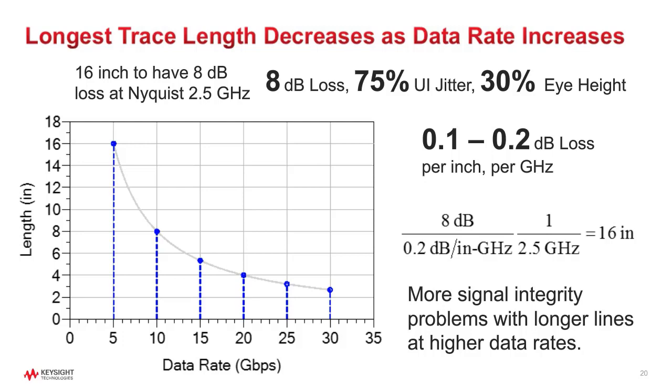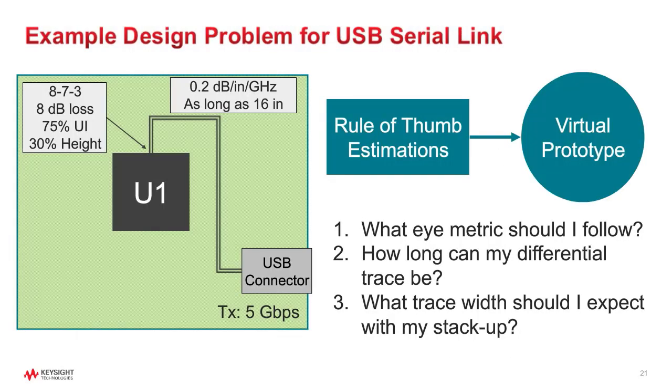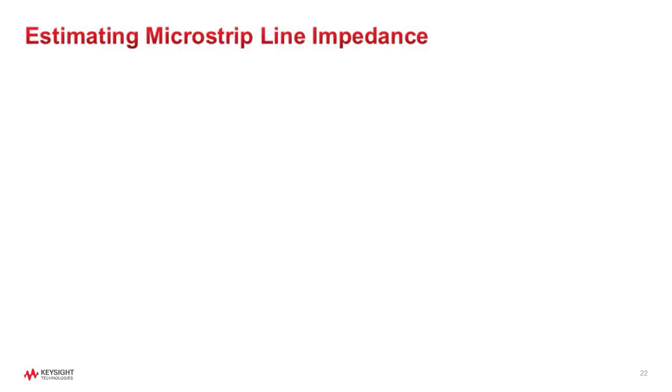After answering this question, using 0.1 to 0.2 dB of loss per inch per gigahertz, we're going to take a look at question number 3. What trace width should I expect with my stackup? Now, I know you're thinking, well, Tim, we have to start with a stackup, right? You are completely correct. We have to start with something.